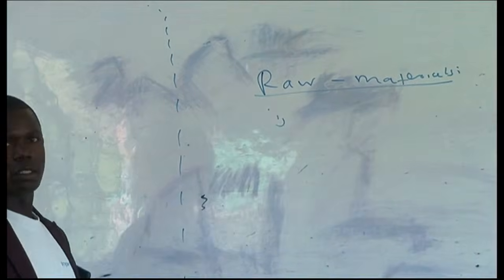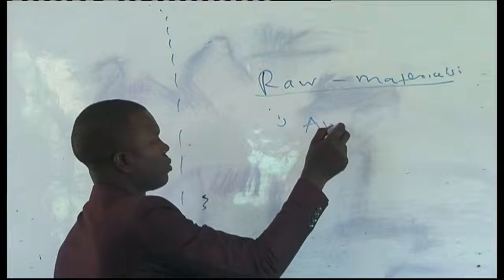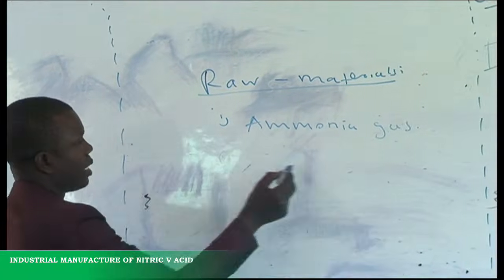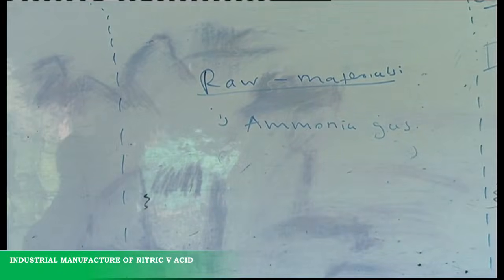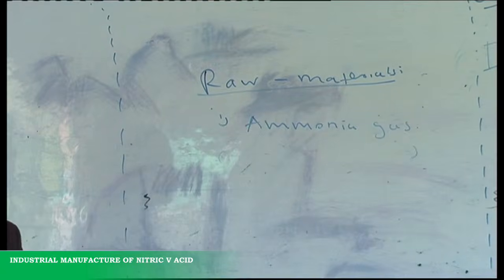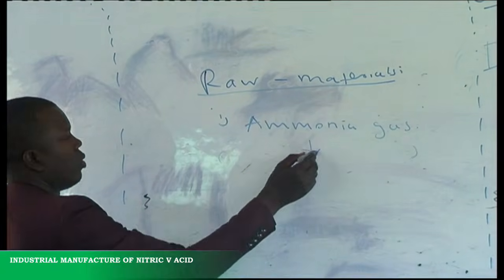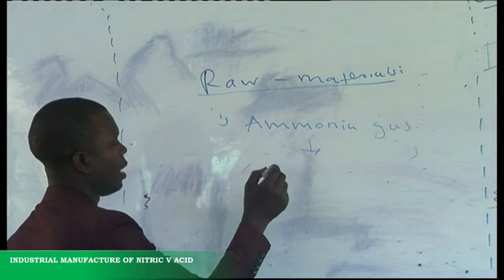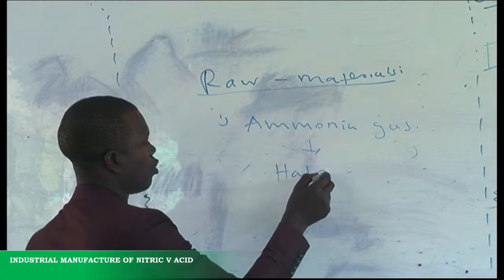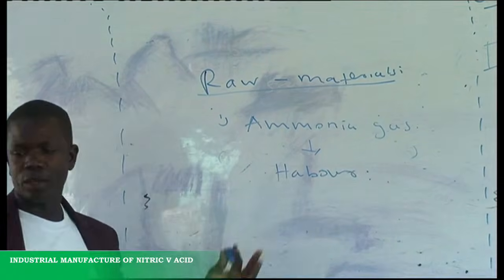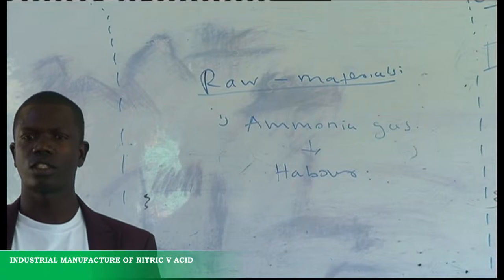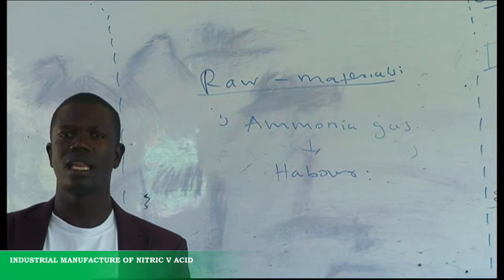One of the raw materials is ammonia gas. And ammonia gas, we can produce it from a given source. The source of this gas, which is used as a starting raw material, is the Haber process. Remember last time we discussed that the Haber process is another industrial process which is used to manufacture ammonia gas on a large scale.